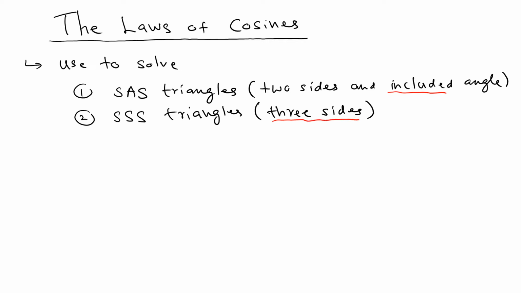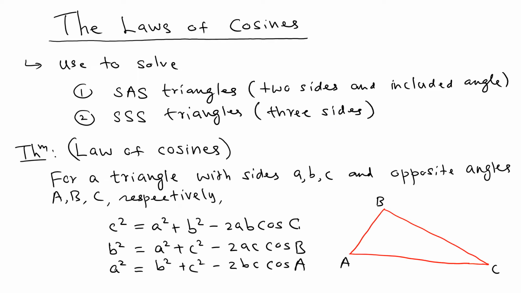So what is the cosine law? The law of cosines: for a triangle with sides a, b, c and the opposite angles A, B, C respectively. So that means we have a triangle ABC with opposite sides. For angle A, the length opposite to angle A is a, opposite to angle B is b, opposite to angle C is c. If you have a triangle like that, we have these three results.